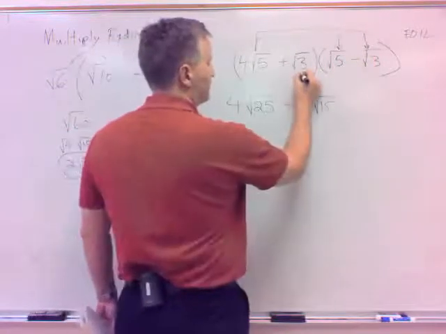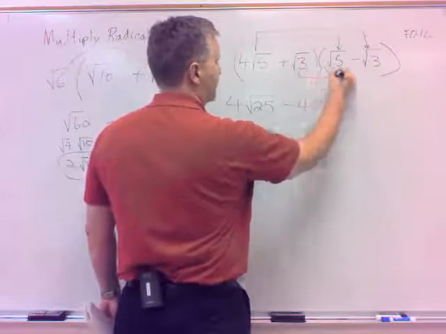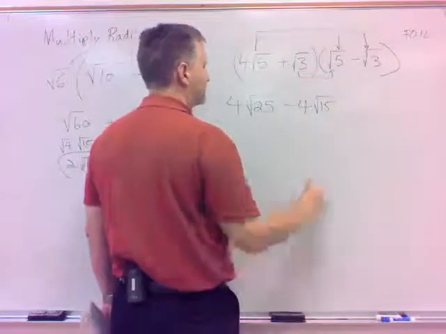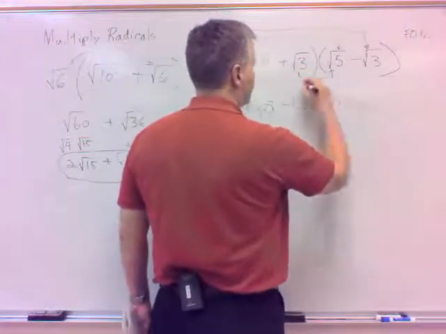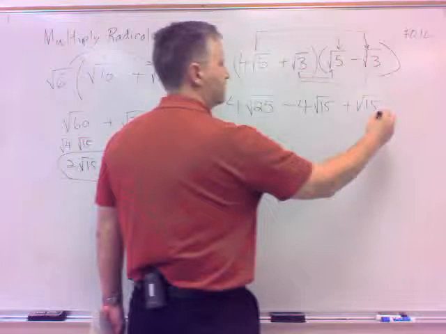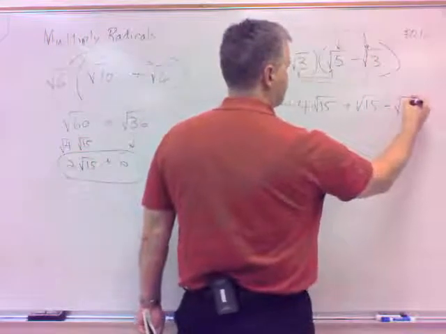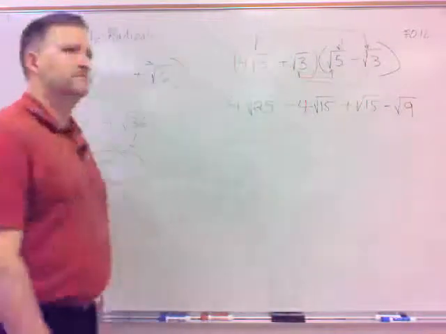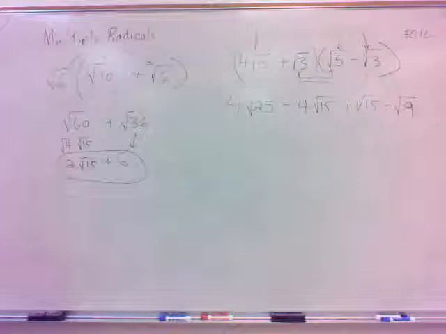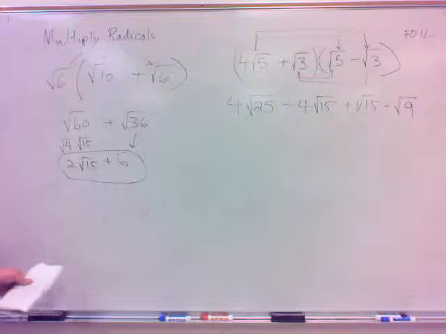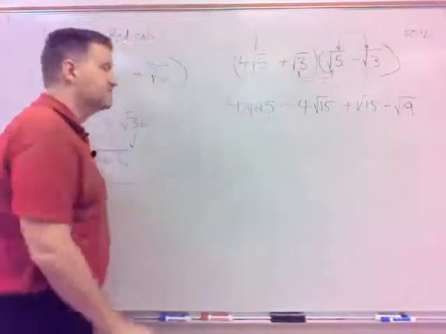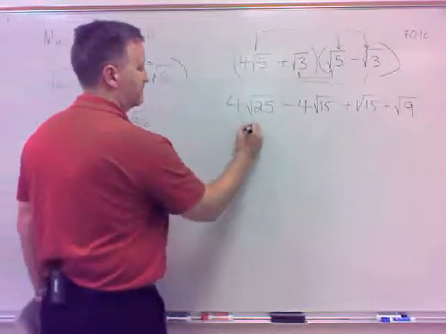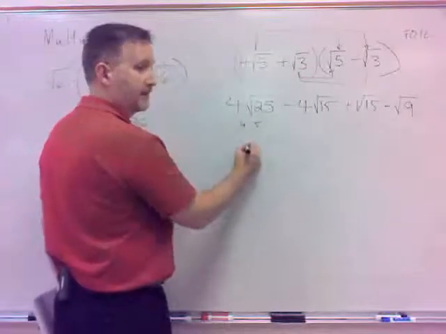Then I have to do the inner, so that would be 3 square root of 5, 3 square root of 3 times square root of 5, which is square root of 15. And then square root of 3 times minus square root of 3, that would be minus the square root of 9. Okay, now there is some simplifying to do. Square root of 25 is 5, so that's 4 times 5, so that's 20 right here, isn't it?